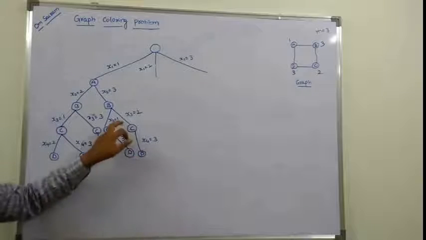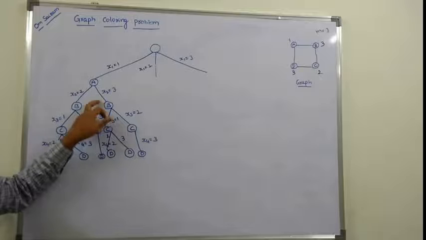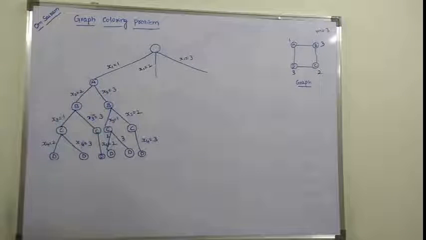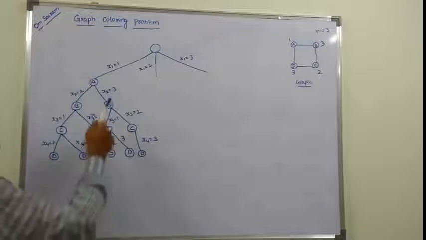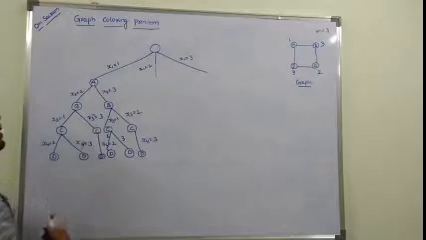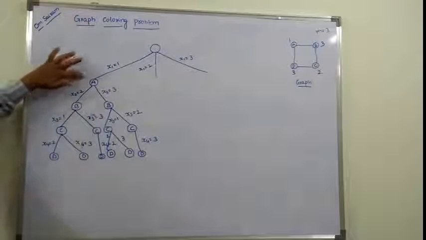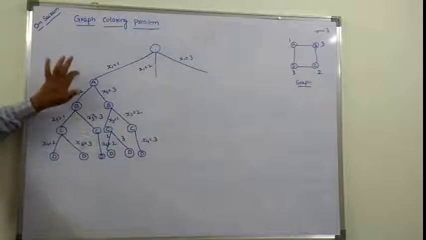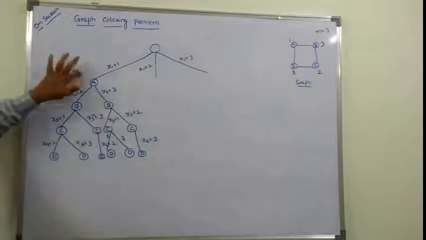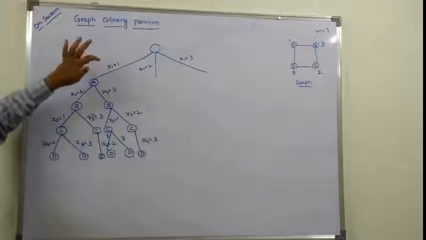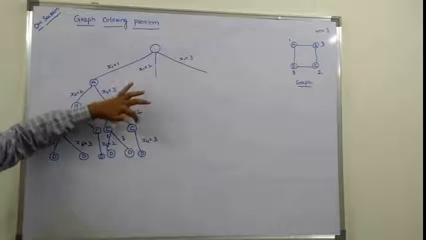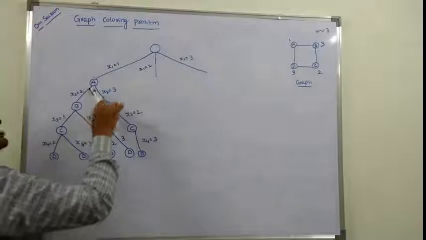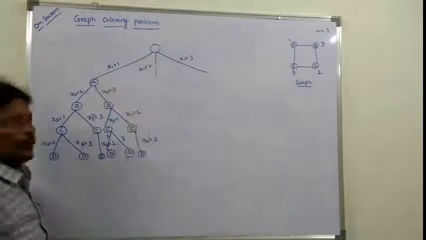Okay, again we have to backtrack to C, again backtrack to B, and again backtrack to A. So all the paths contain 4 vertices: A, B, C, D. So again we have to backtrack to the root node.